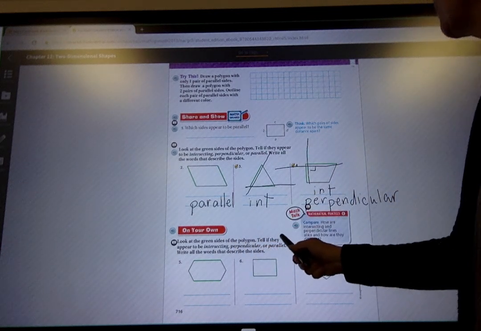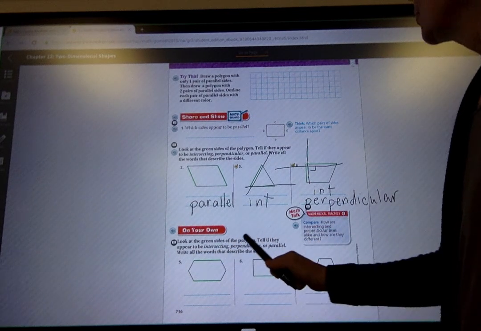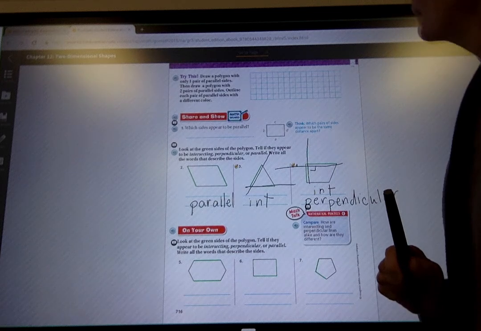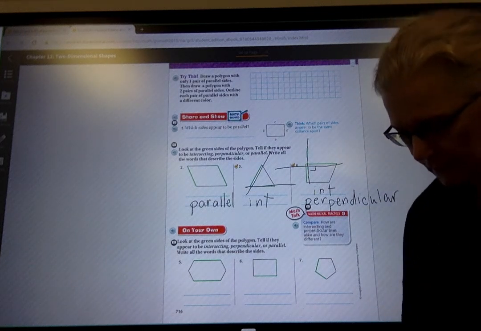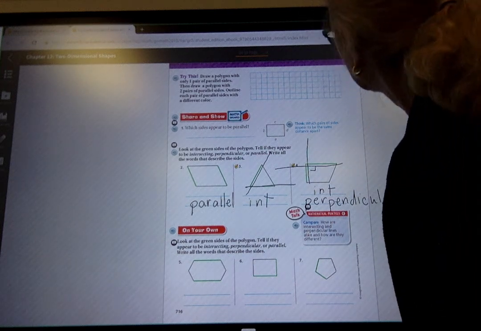Look at the green sides of the polygon. Tell if they appear to be intersecting, perpendicular, or parallel. Do the same thing with these. I'm going to go ahead and get started on the assignment, which is on page 719.